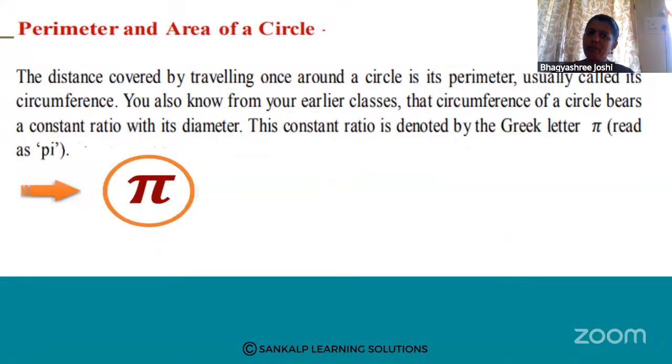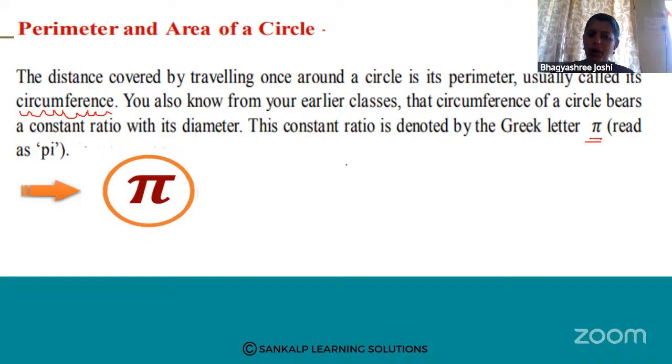So perimeter and area of a circle. What do you mean by perimeter? Perimeter means circumference of the circle. The length of the outer boundary is called the perimeter or circumference of the circle. The distance covered by traveling once around a circle is its perimeter, usually called the circumference. You also know from your earlier classes that the circumference of a circle bears a constant ratio with its diameter, and this constant ratio is denoted by the Greek letter pi.